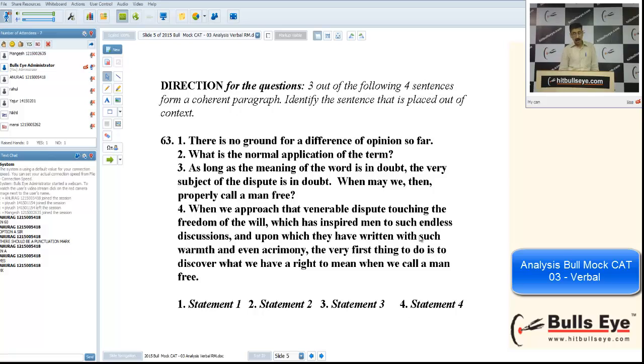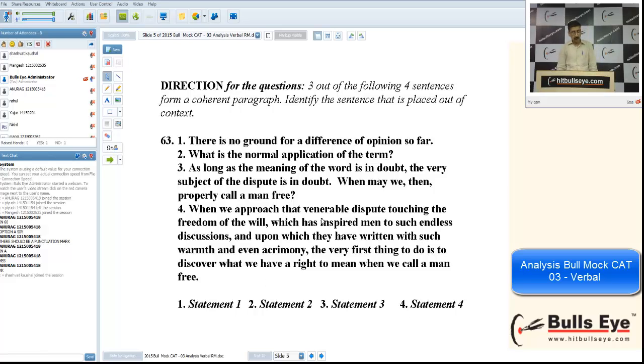Let's see what the sentences are saying. The second says, what is the normal application of the term? Means one term has been talked about. The third says, as long as the meaning of the word is in doubt, we are in doubt whether the term conveys this or that. The very subject of dispute is in doubt. Again, we are talking about doubt. When may we then properly call man free? I think he's trying to answer this question, when we call ourselves free.